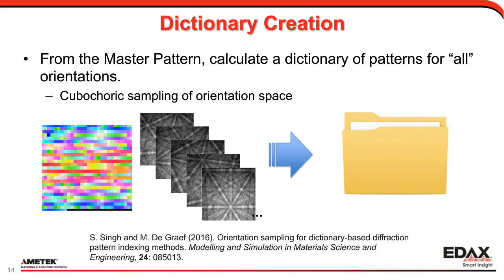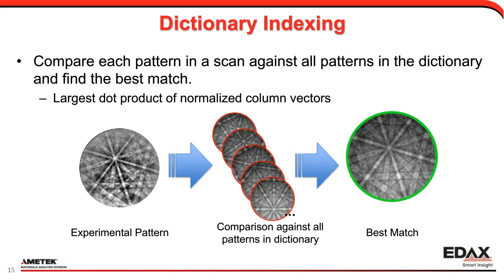And what we do now to do dictionary indexing is we take an experimental pattern, we compare it against all the patterns in the dictionary and find the one from the dictionary that it matches most closely. We do this using a dot product: we turn a pattern, all the pattern intensities at each pixel, into a column vector and normalize that vector. Do the same with the experimental pattern and then just look at the dot product. The one that has the largest dot product is the best match, and that's the technique we use to compare those. And it works, which is great.